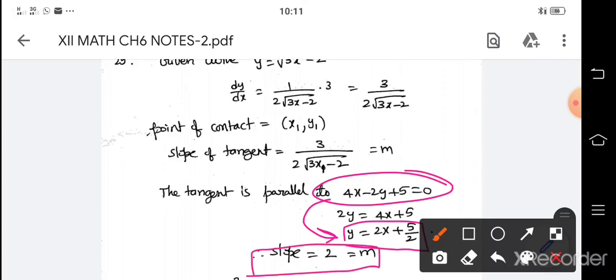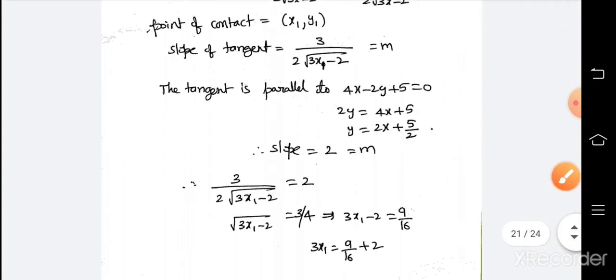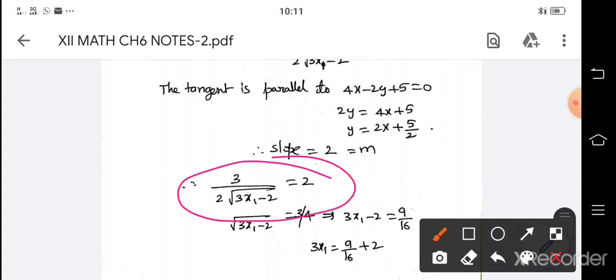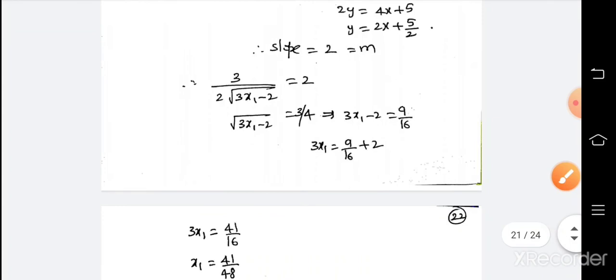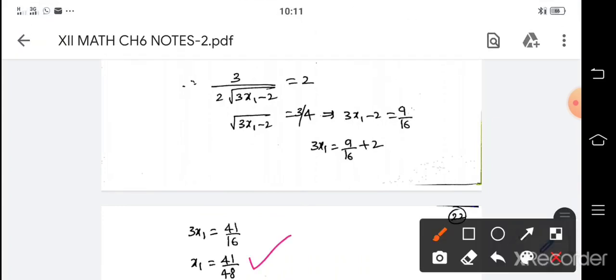But what slope did we get? This is the slope we got. These two must be equated. When I equate both of them, I get 3 by 2 root 3x1 minus 2 is equal to 2. Then after simplification, I get x1 is equal to 41 by 48. It is a quite long simplification question. You must do this very carefully. This is a very easy question, but long simplification since big fractions will come.